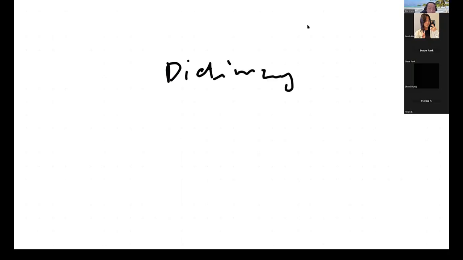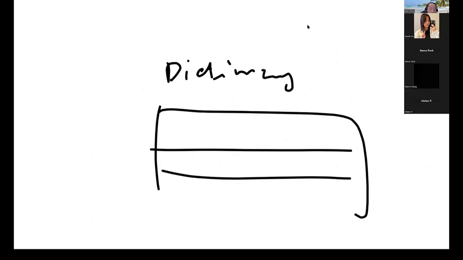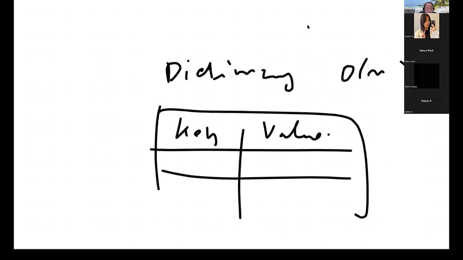So dictionary or hash table, usually you do have key and value, right? If you have the key and value and you store them into an array, then your linear search time will be order n, right? With binary search, you can go down to log n if you do binary search for the key. Sarah, is that okay?